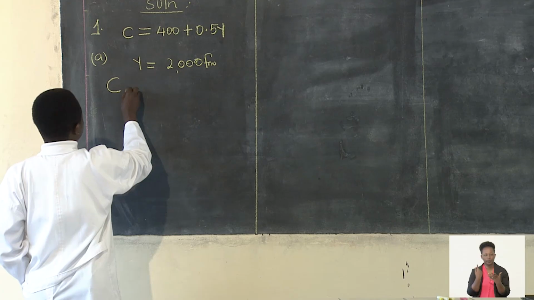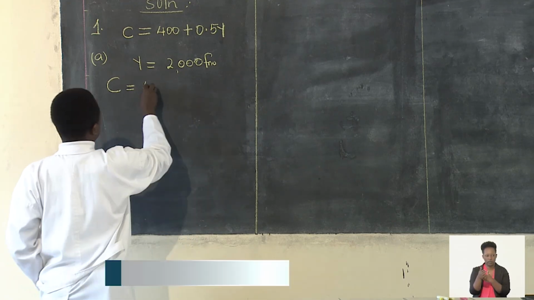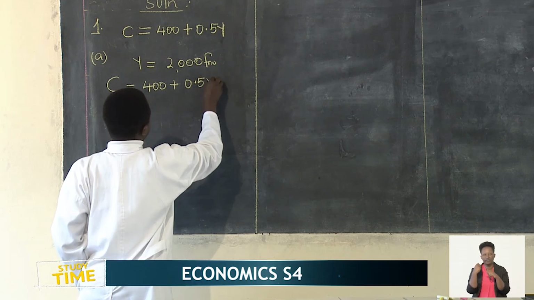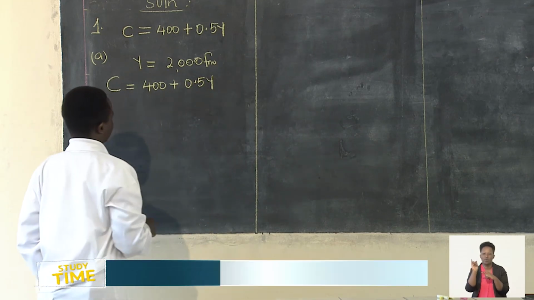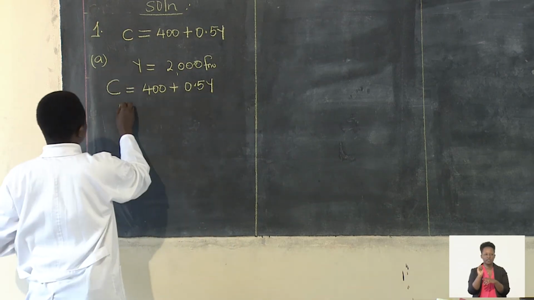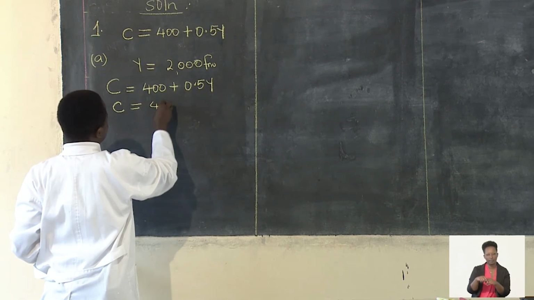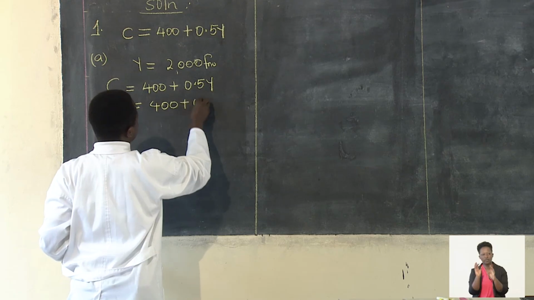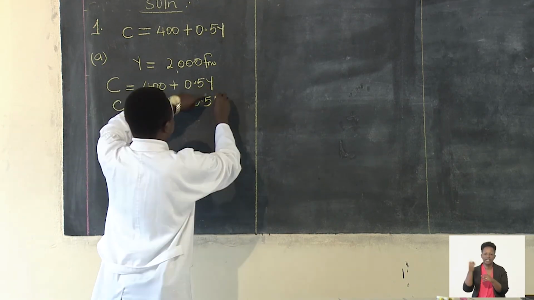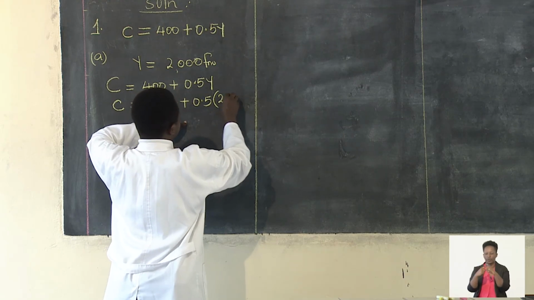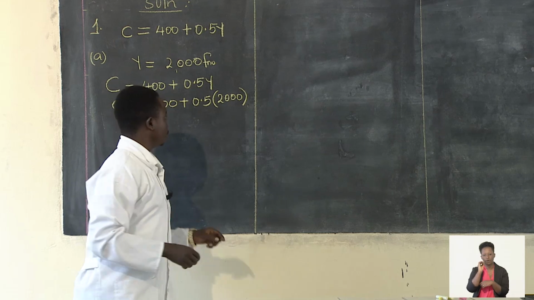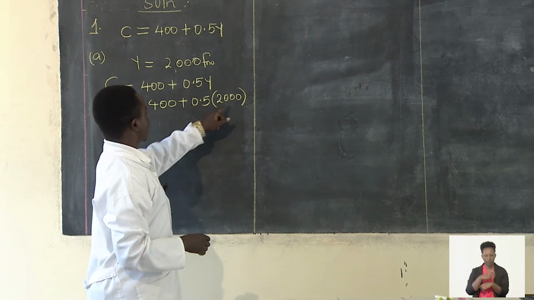So we have our consumption expenditure, which is equal to 400 plus 0.5Y, of which Y is our disposable income. But we have been given the disposable income in this way. So our consumption now will be 400 plus 0.5, then the income that we have, you multiply 2,000, because they have given us the income of this individual. So we have 0.5 times 2,000.